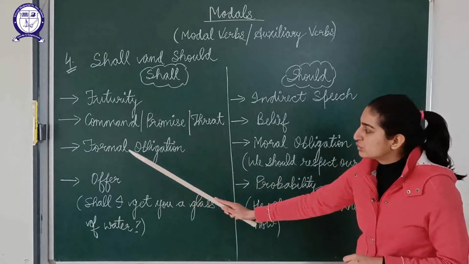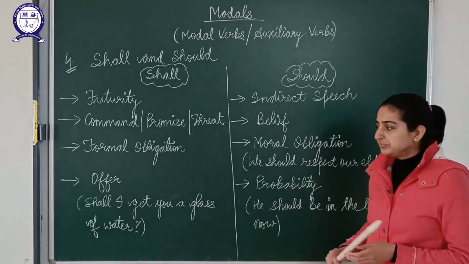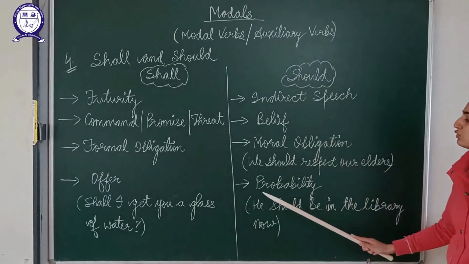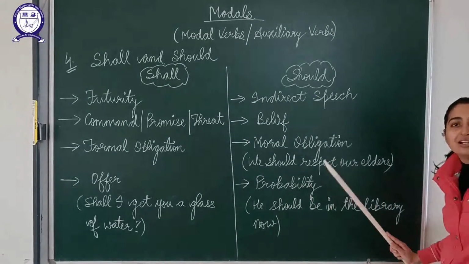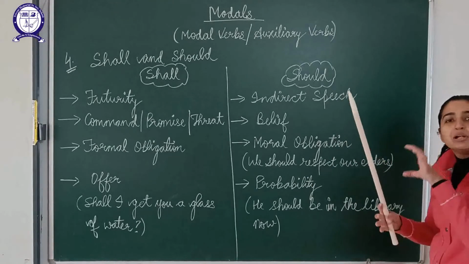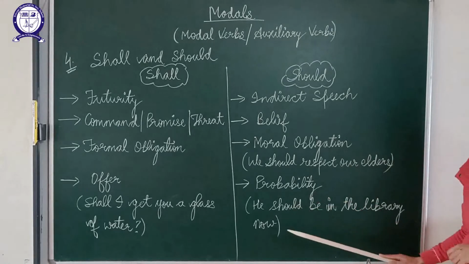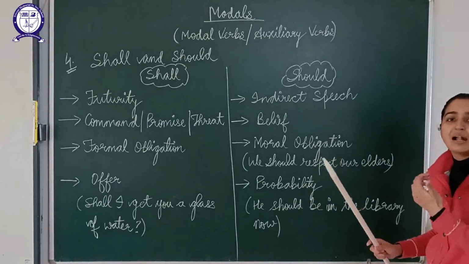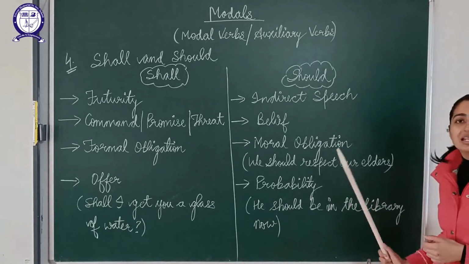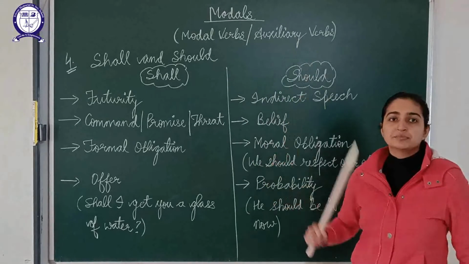Next, shall is used to show any offer. For example, shall I get you a glass of water? So it is used to show offer. Here, should is used to show probability of the events. For example, he should be in the library now, means I am just assuming that there is a probability, a 50-50 chance that he is in the library now. So this is all about shall and should.